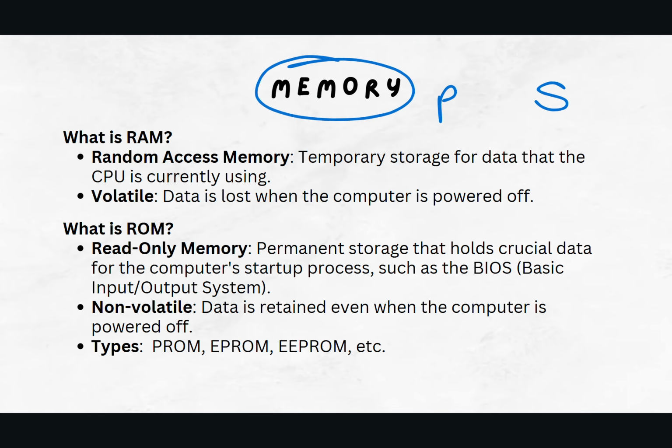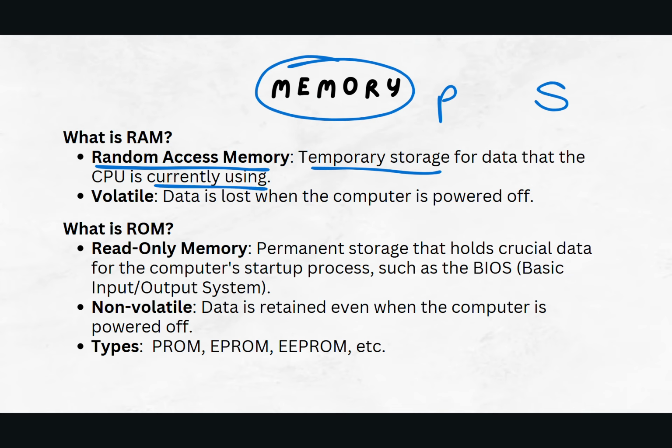So RAM and ROM are the primary memory. Now why do we call it primary memory? Because it resides inside the computer, and the secondary memory is externally attached to the computer. So what is a RAM? Random access memory is a temporary storage for data that the CPU is currently using.